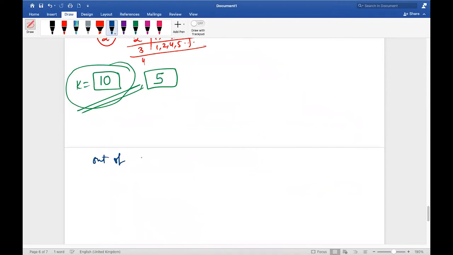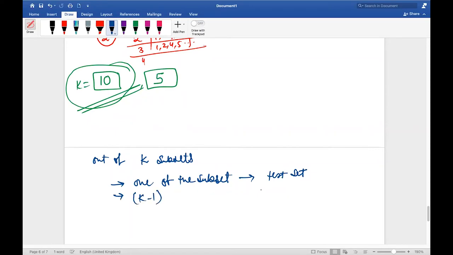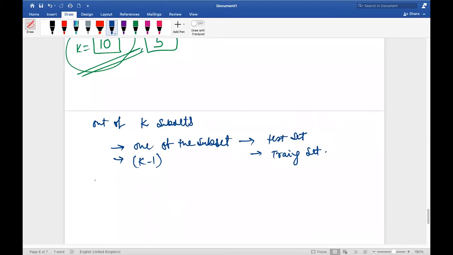So out of k subsets, one of the subsets is used for testing, the test set, and all the others left, k minus one, are used as the training set. And at last, how many iterations will happen? 10 times. So k times.